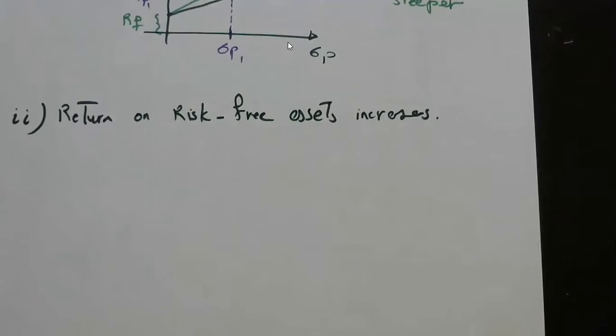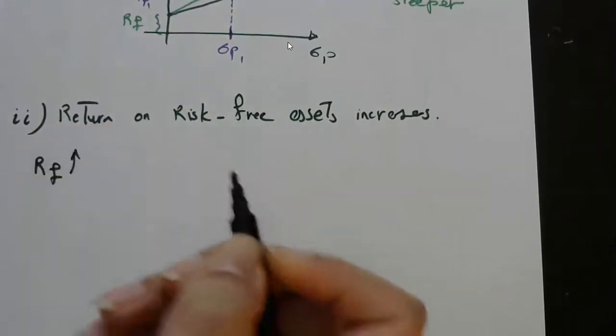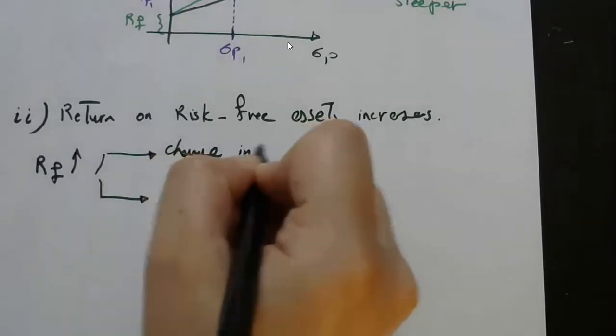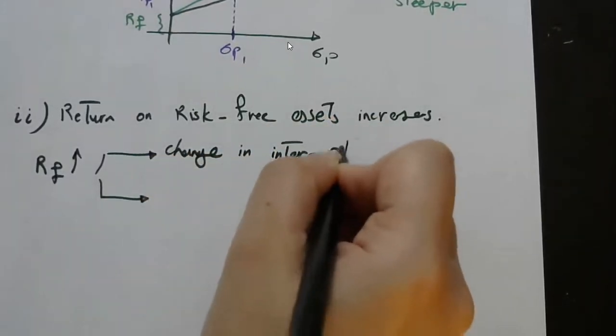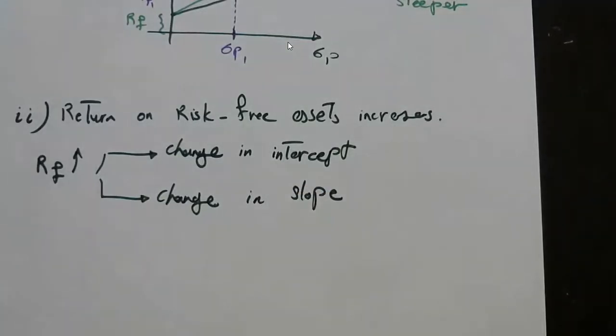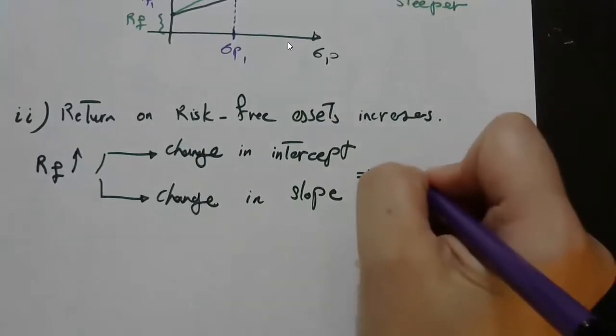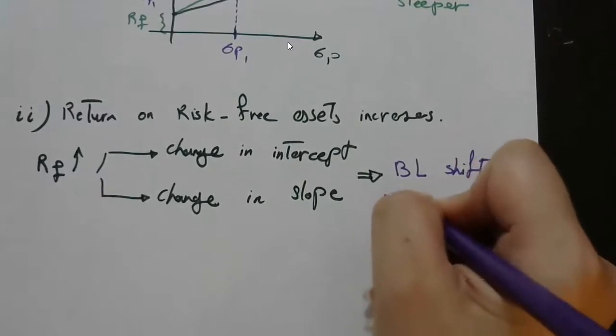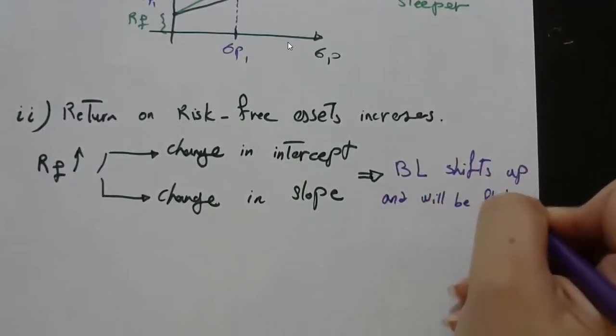So now we know that RF is changing. RF, for example, is increasing. So we have a change in the intercept and a change in the slope. If I want to draw this budget line, first of all it means that the budget line will shift up and then of course will be flatter. So the budget line shifts up and will be flatter. Okay.